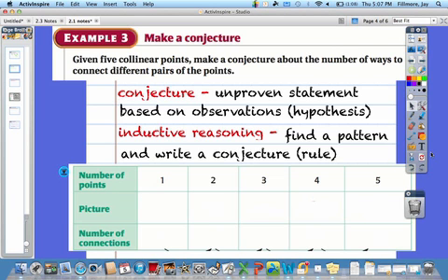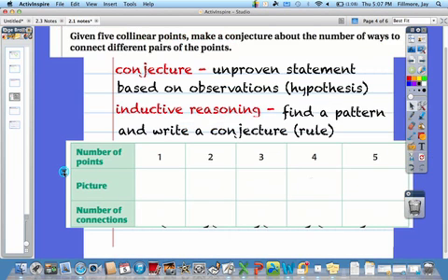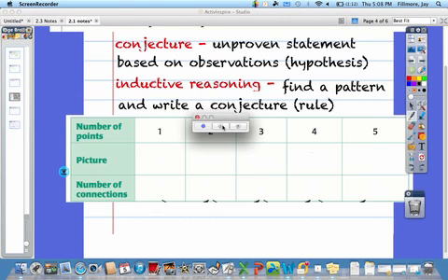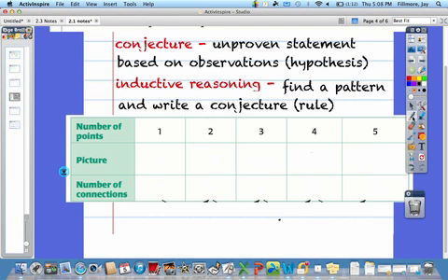So for this problem, given 5 collinear points, we're going to make a conjecture or an educated guess, a hypothesis, which we'll get away from calling it that, about the number of ways to connect different pairs of the points. So let's start by looking at the first 4 cases, identify the pattern, and then look at the 5th case. So let's start with 1 point. If we have one single point, how many different ways can we connect those?